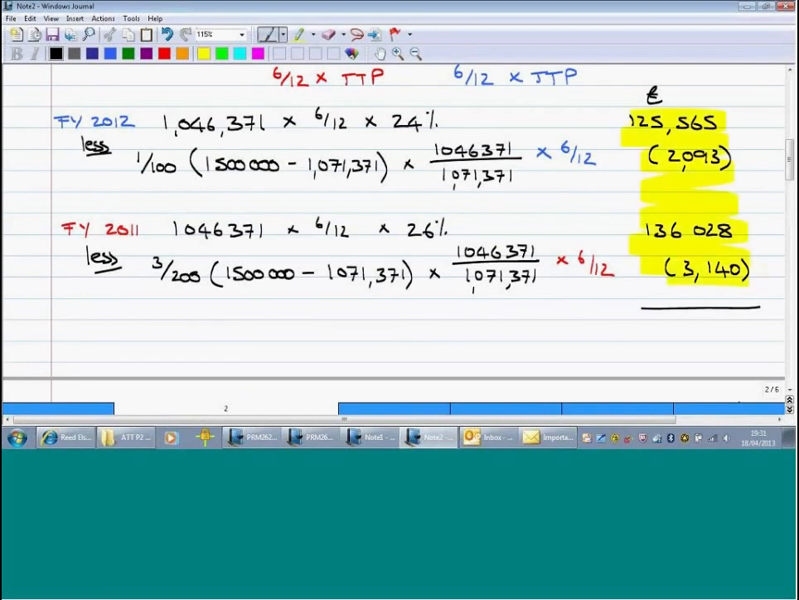I've finished. All I've got to do now is to add all of these numbers up to give me my CT liability for Boxer Limited for the year. And in this case, the CT liability works out to be £256,360. Okay, so that is your CT comp question.